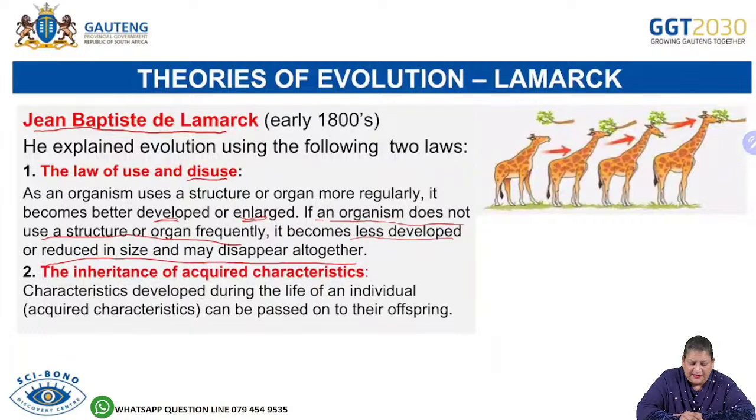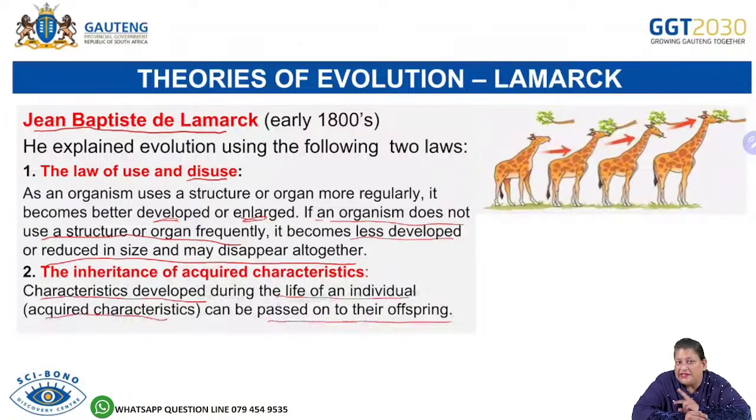So Lamarck spoke about the inheritance of acquired characteristics, where he said that characteristics that are developed during the life of an individual. Now, when you want to develop your own characteristics, it's no more inherited, it's acquired. You changing it. You determined to change something. So characteristics that you develop during your lifespan, life of an individual, that is called an acquired characteristic. It can be passed on to their offspring.